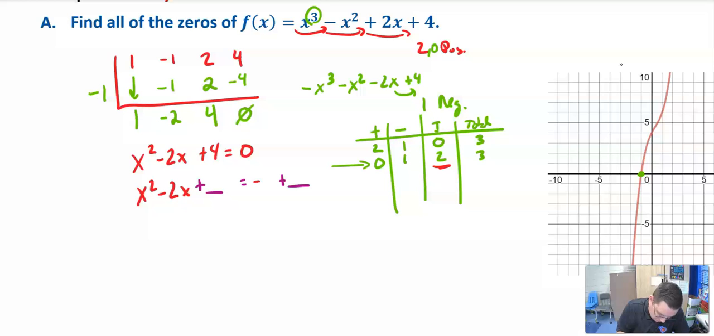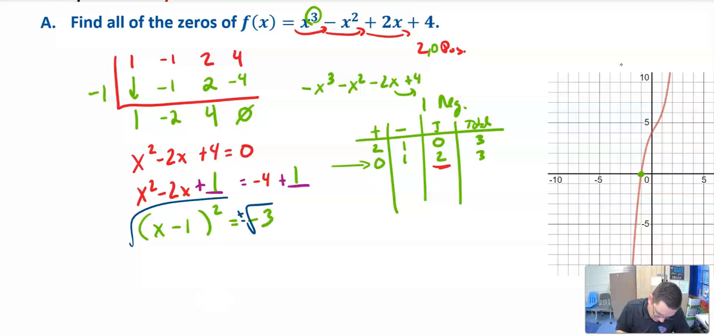And in this case, I'm going to subtract the 4 across because we want the c on the other side. And so what number is going to plug into the blank? Remember, it's half of b, squared. So half of negative 2 is negative 1. Square that, you get positive 1. So we're going to get 1 and 1. And so this is going to come out to x minus 1 squared is equal to negative 4 plus 1, so that's negative 3. We take the square root of both sides.